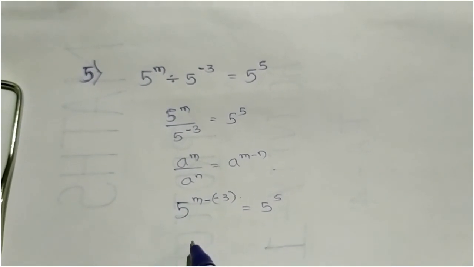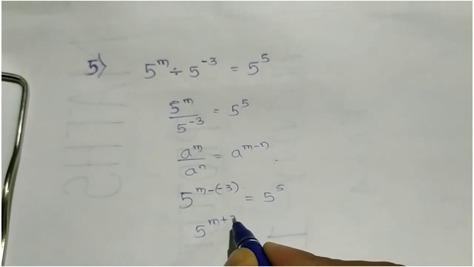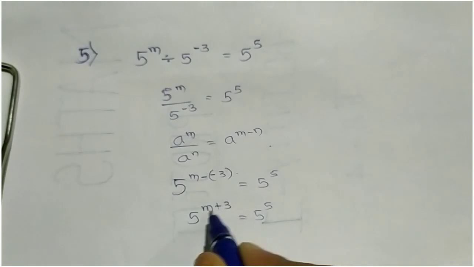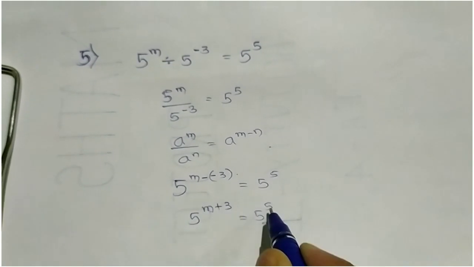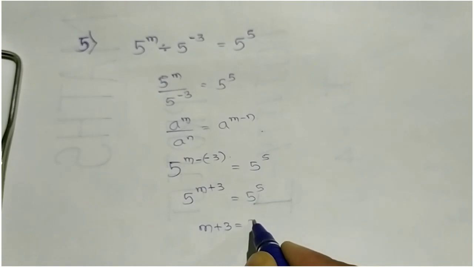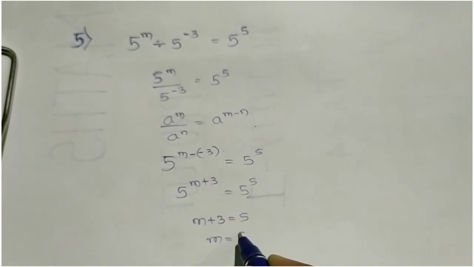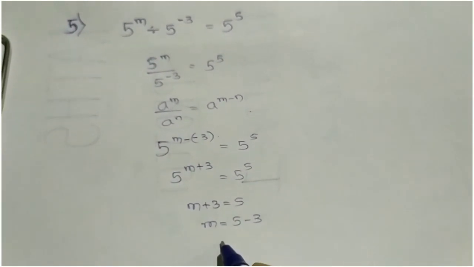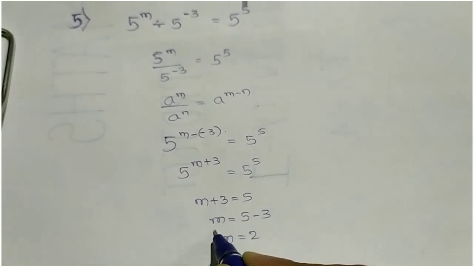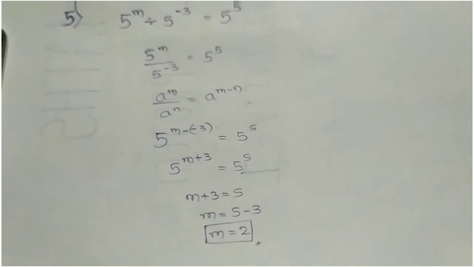Okay, so here it becomes 5 power m, minus into minus is plus 3, gives us 5 power 5. Okay, here m plus 3 is there, here 5 is there, equating them. So m plus 3 equal to 5. So then m equal to 5 minus 3. So m equal to 5 minus 3 will get here 2. So our final answer is m equal to 2.